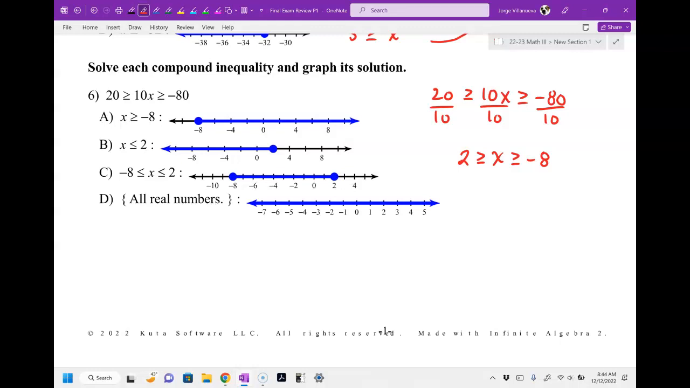Which one of those is the answer? X is stuck between -8 and 2. If you want to flip it around, yeah, I think it is C. If you want to flip it around, it's going to look like this. So that's going to be your C value.